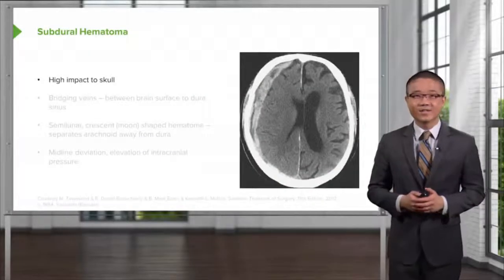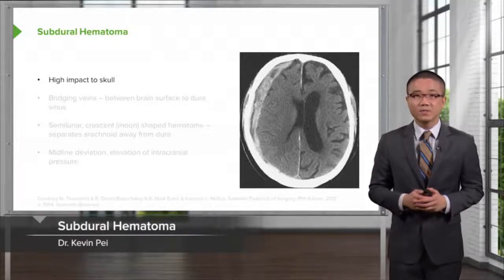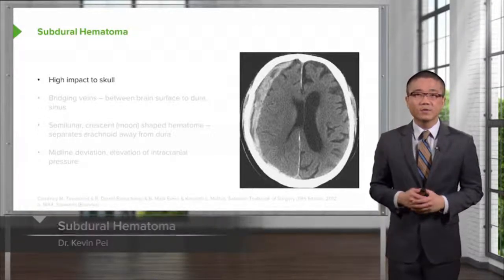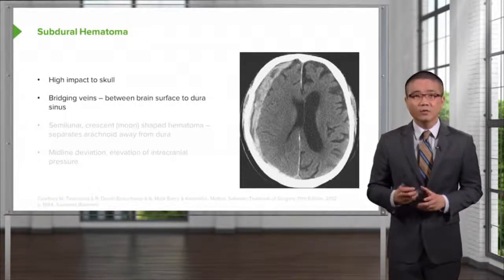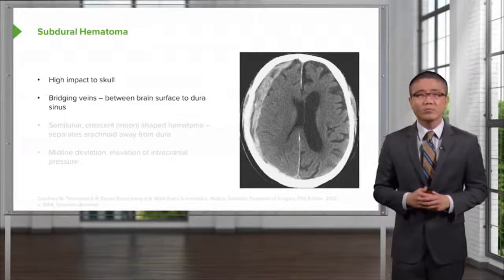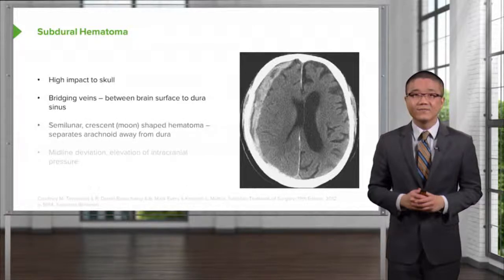I like to start the discussion of specific traumatic brain injuries with a discussion of subdural hematomas. Classically, subdural hematomas, or any intracranial bleeding, is associated with high impact to the skull. They are traditionally associated with tearing of bridging veins between the brain surface and the dural sinus.